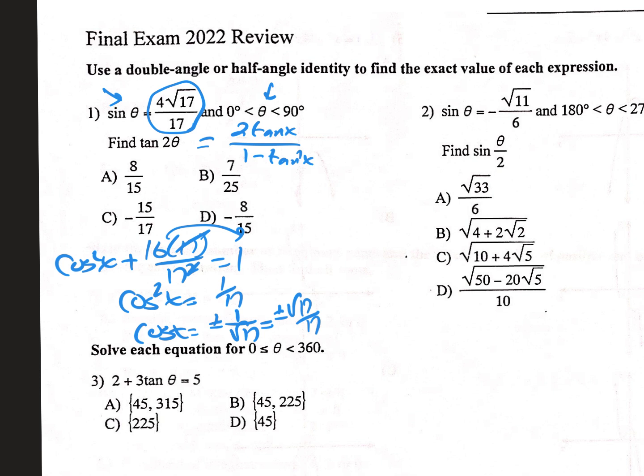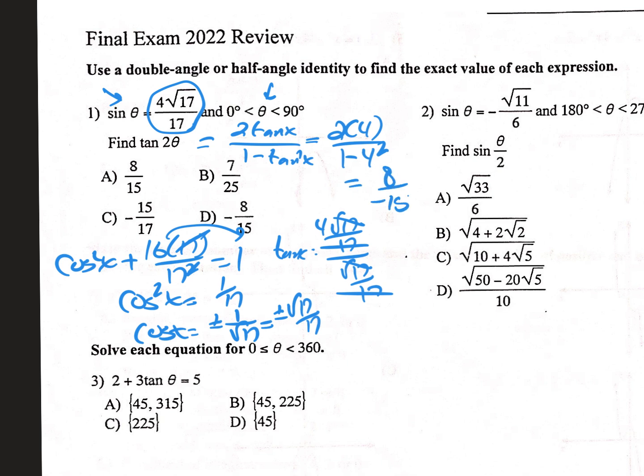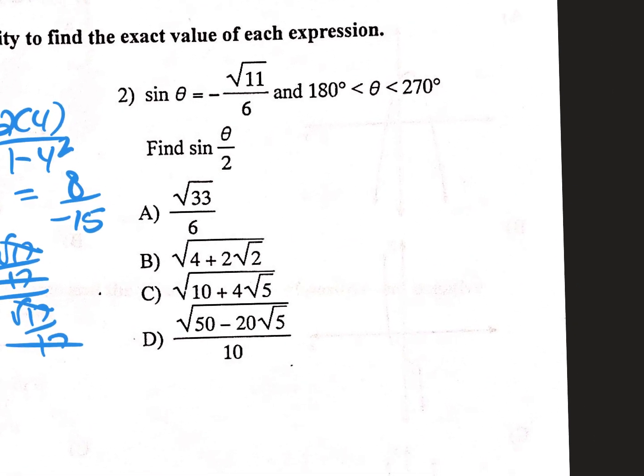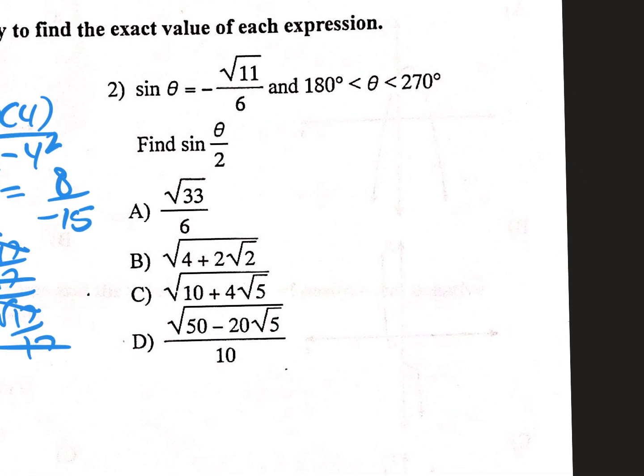So to find my tangent, I'm going to put sine over my cosine. And what happens immediately is those 17s cancel there. Also, after you do that, the square root of 17s cancel, and it's just 4. So that's what tangent of x is. It's just 4. So I'm going to plug the 4 in up here. That's 2 times 4. On the bottom is 1 minus 4 squared. On the top you get 8, the bottom you get negative 15. It's answer D.